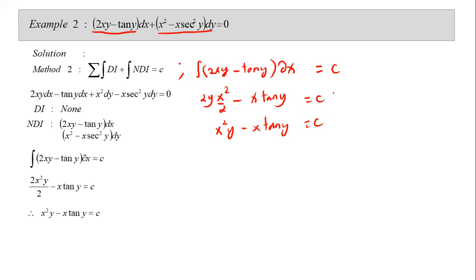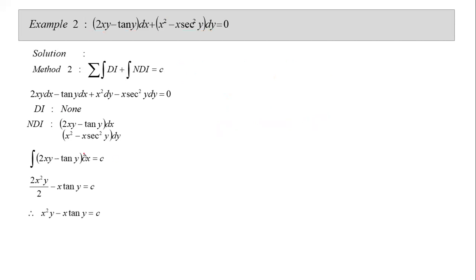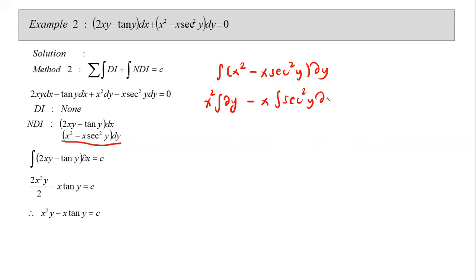So that's x squared y minus x tangent y equals c. Or if you want to use this term for the non-direct integrable, so you have the integral of x squared minus x secant squared y dy. Okay, so you have the integral of, this is constant, so x squared dy, minus x is constant, you throw it out, integral of secant squared y dy.